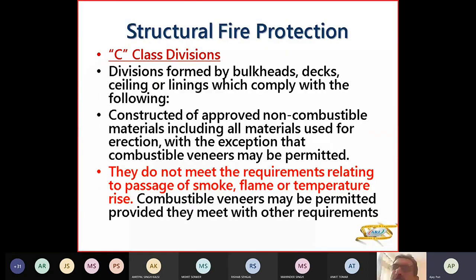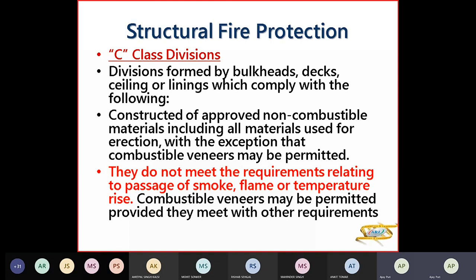Now we come to the third type. The third type is your C class divisions. So these are the divisions formed by bulkheads, decks, ceiling and lining as B class. And they are constructed of approved non-combustible material, including all material used for erection, with the exception of combustible veneers. But in C class division, you do not have any requirements regarding the passage of smoke and flame.